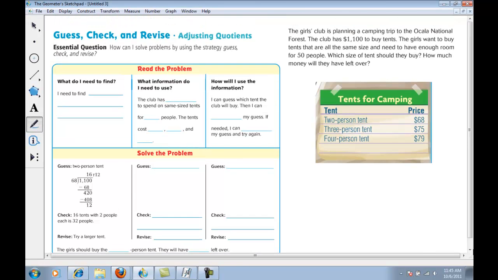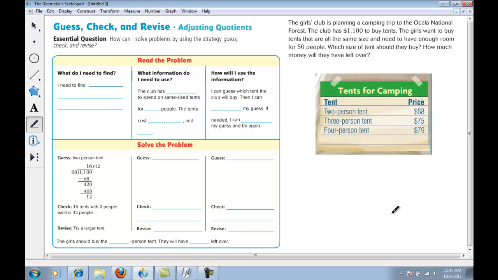In this lesson, we're going to learn about a strategy called Guess, Check, and Revise. This is a strategy that you can use when solving word problems. The essential question asks, how can I solve problems by using the strategy Guess, Check, and Revise? Well, let's take a look at a problem, and we'll see how we can solve it using this strategy.